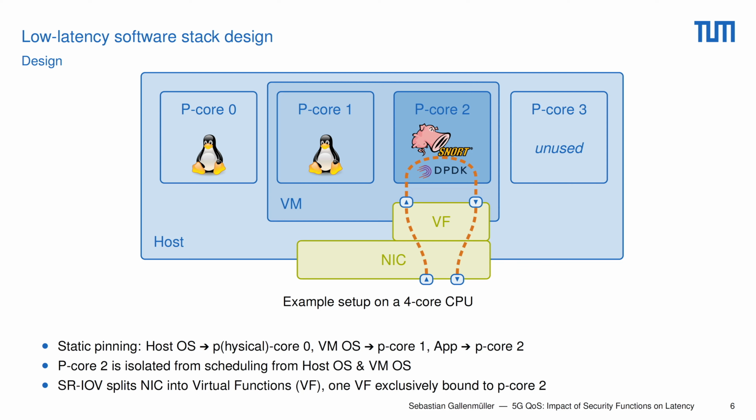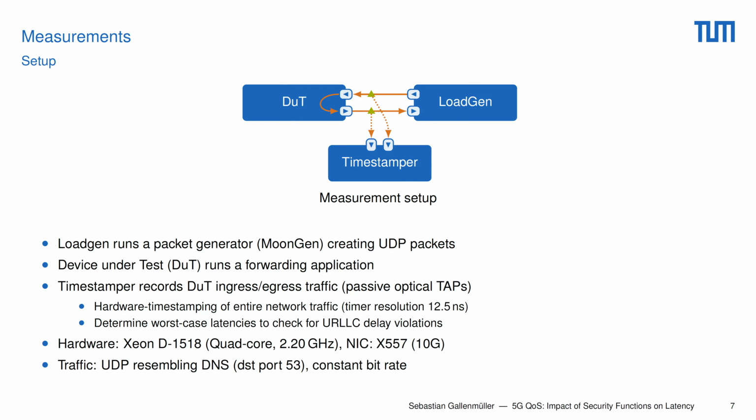This means we can bind a certain portion of the network card exclusively to P-core 2, and this then leads to a more or less direct path from our application down to the network card, which is not influenced by either the host operating system or the virtual machine anymore. And this should lead to a more or less consistent performance for our packet processing application. To test the performance of our previous system architecture, we use the following setup.